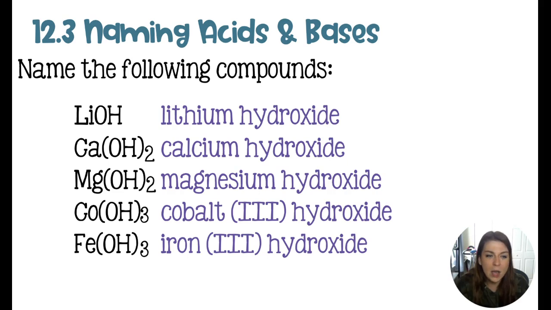In order to figure that out, you just uncrisscross to figure out the charge on the metal. Hydroxide has a -1 charge, so there is no reducing in this case. The 3 subscripts on the hydroxides have each come from the metal, making cobalt 3 and iron 3.